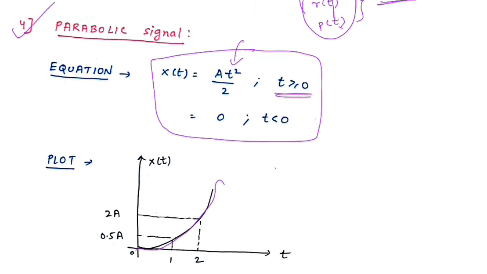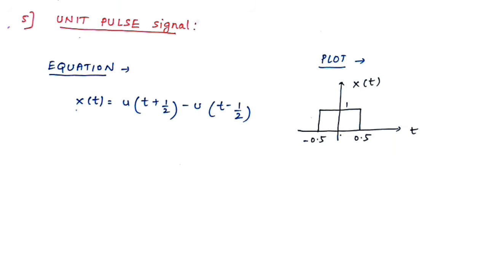So I put t equal to 0, I get x of t as 0. If I put t equal to 1, I get a by 2, that is 0.5a. If I put t equal to 2, I get 2 square, that is 4 by 2, that is 2a. So this is how a parabolic signal looks, and I hope you got the basic idea of the difference between delta of t, u of t, r of t and p of t. So the fifth signal is the unit pulse signal.